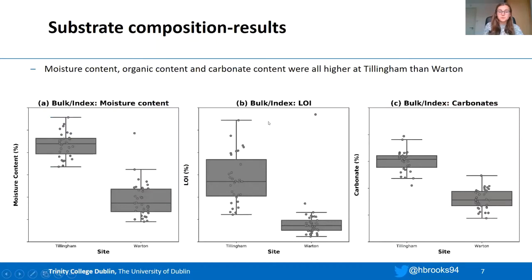I'm going to talk you through some of my results here, and I'm afraid I've had to remove the scale on the graphs just because it's unpublished data, but it's the overall trends that are important. Tillingham's on the left of each graph and Wharton's on the right. We can see that the moisture content, the loss on ignition and the carbonate content were all higher at Tillingham than at Wharton, and the loss on ignition is a proxy for organic content. There's quite a distinct difference between the two sites here. For example, the moisture content might reflect differences in inundation regimes, precipitation patterns, but also drainage within the site.